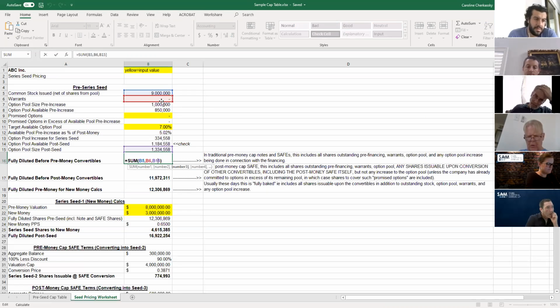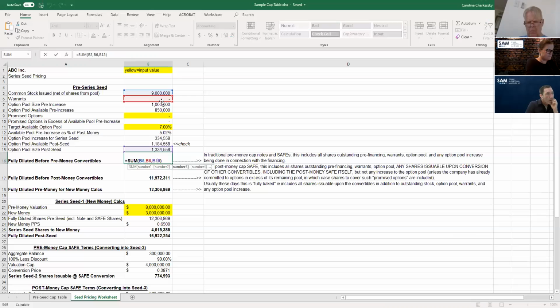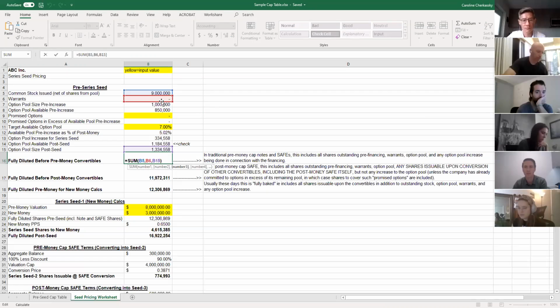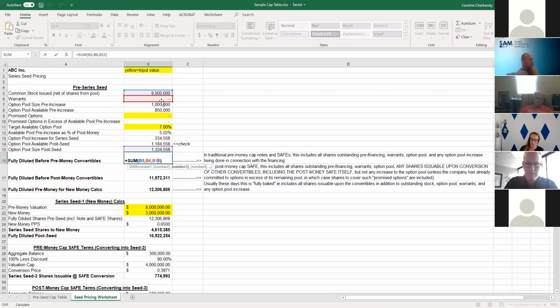This will be in the conversion section. It'll say something like, this safe will convert at a price equal to the conversion price, where the conversion price is the lesser of the discount rate, which we can talk about in a second, or the cap divided by fully diluted capitalization. And then you have to check the fully diluted capitalization definition to make sure that you pull in all of the variables that the safe or note says should be pulled in.